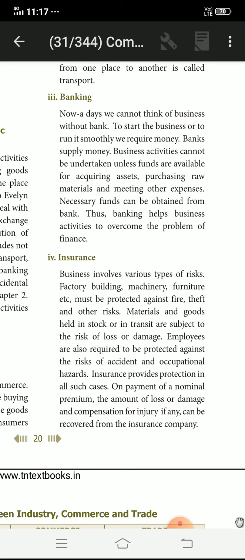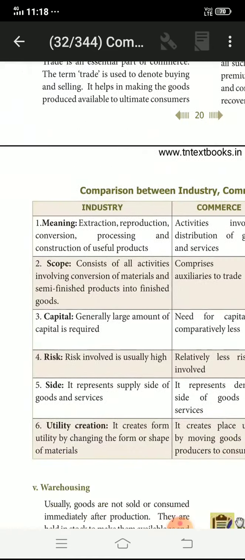So when any risk or danger is incurred for your business assets or machinery, or for the life of employees, you can claim it from the insurance company. This is possible so that you can run the business smoothly without any hindrance to it. So the next is warehousing.